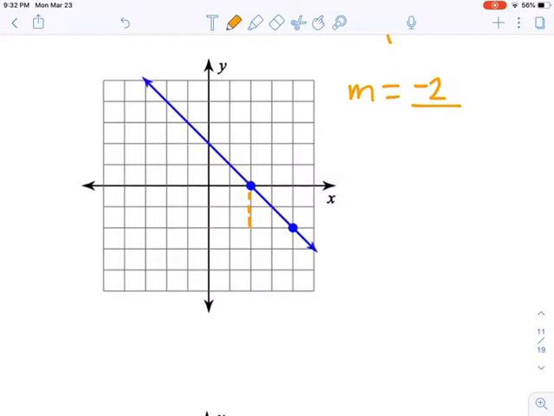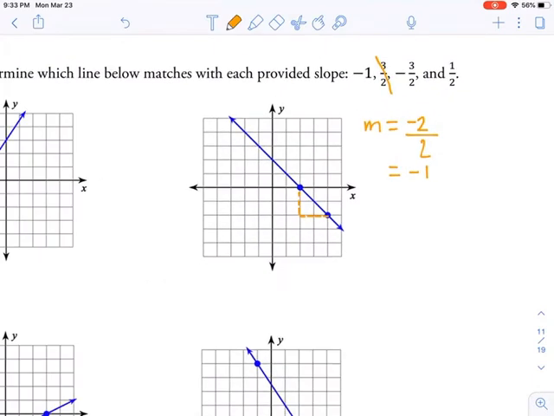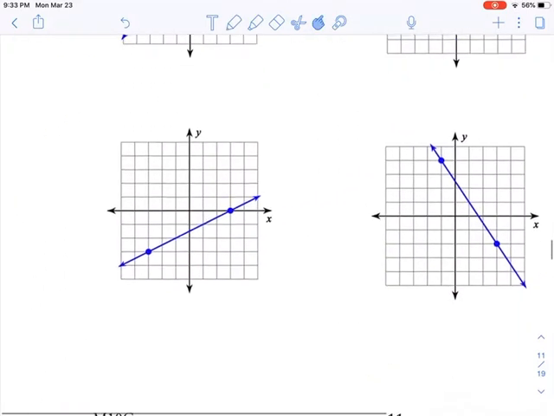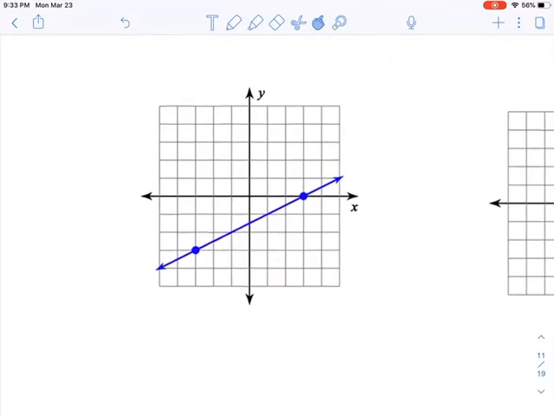Then from there, we can just do the same thing as previously, which is count the run. So I'm going to move from left to right to go to that second point, and you can see that I again moved over 2 squares. When I reduce that, negative 2 divided by positive 2 gives me negative 1. You can see here that I have a negative 1 as an option, so we've already canceled that out as well.